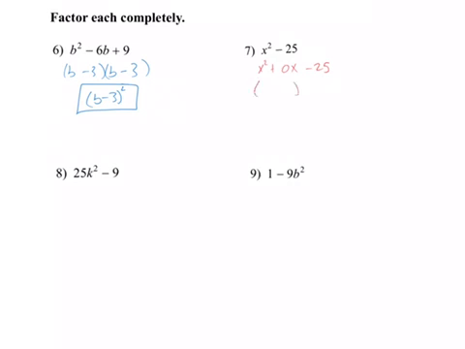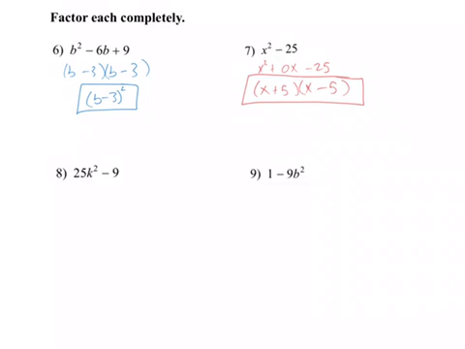This is going to be x and x. Last one's a minus, so I'm going to have a plus and a minus. And I need factors of 25 that subtract to give me 0. So it's going to be 5 and 5. So notice on this one that these two are exactly the same, x plus 5, x minus 5, except for the sign. And notice also that 5 is the square root of this, and x is the square root of that. And that's actually going to always work out for a difference of squares.